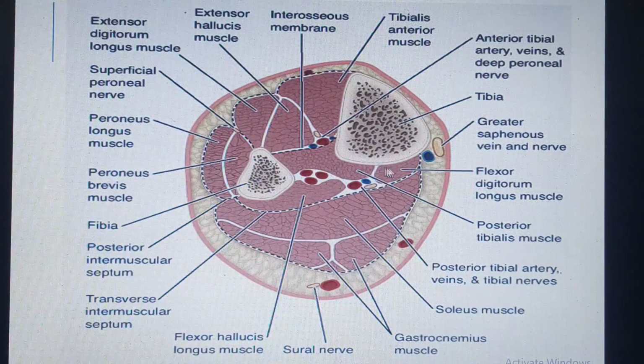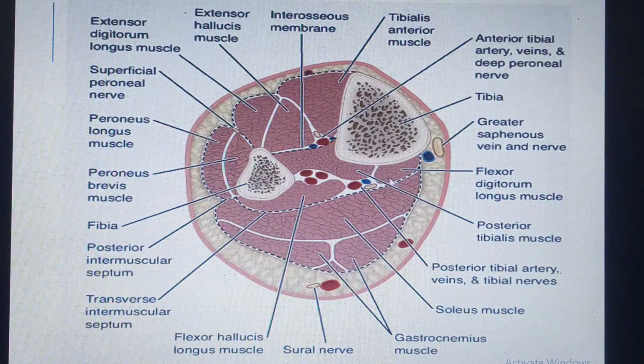Now the remaining muscles are the deep muscles found behind the interosseous membrane. I told you that the deepest of these muscles, which lie somewhere between two other muscles, is the tibialis posterior muscle. And then on the medial aspect of the tibialis posterior muscle will be what we call flexor digitorum longus.